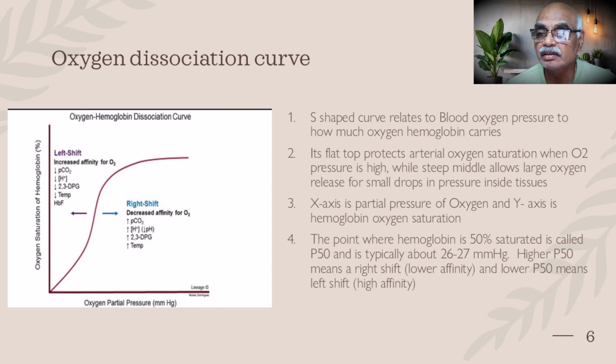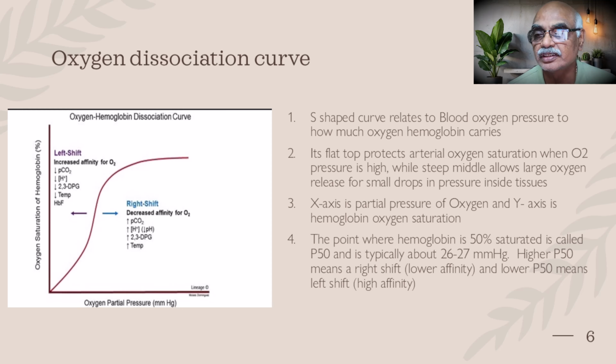Then the point where the hemoglobin is 50% saturated is called P50. This typically occurs at about 26 to 27 millimeters of mercury. A higher P50, meaning a higher pressure at which 50% saturation occurs, means a right shift has occurred, which indicates the hemoglobin has lower affinity for oxygen. So it pushes oxygen outside. A lower P50 means there is a shift to the left, meaning high affinity for oxygen.